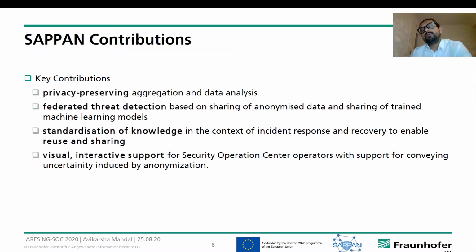So in SAPPAN, we want to address this problem and contribute in four ways. One is privacy preserving aggregation and data analysis. The second is federated threat detection based on sharing of anonymized data and sharing of trained machine learning models. The third is standardization of knowledge in the context of incident response and recovery to enable reuse and sharing. And the fourth is visual and interactive support for Security Operations Center operators.